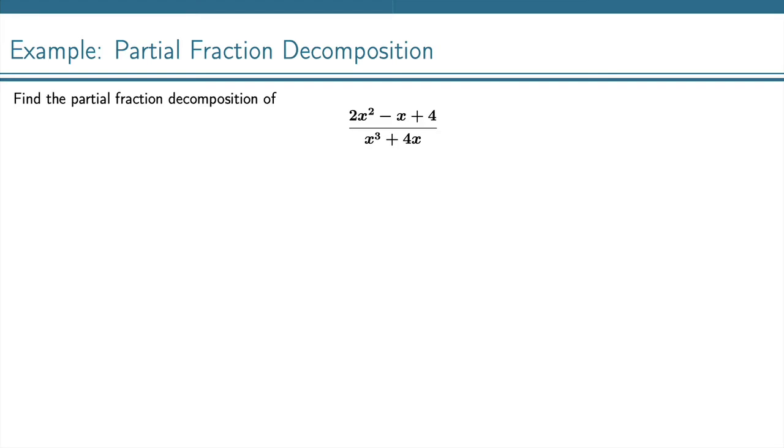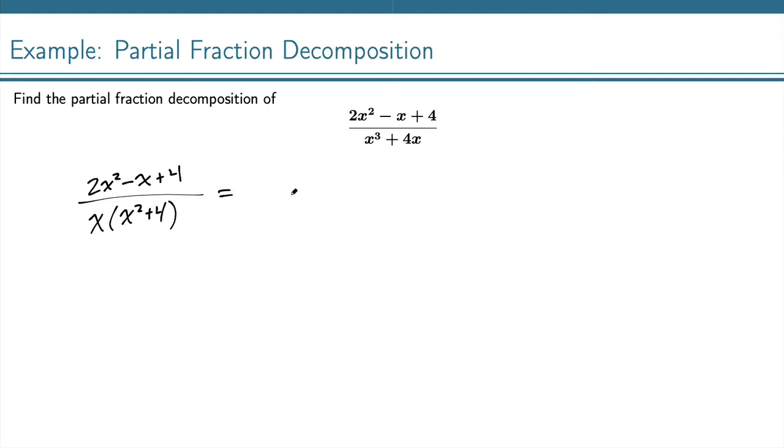The first step that we always follow to find a partial fraction decomposition of a rational function is to factor the denominator completely. So this denominator has a common factor of x, and we can just pull that x out, and we're left with an x squared plus 4. Now, x squared plus 4 is an irreducible quadratic. And when we're factoring for partial fraction decomposition, we want to stop at our irreducible quadratics. So our denominator needs to be written as a product of linear factors and irreducible quadratic factors.